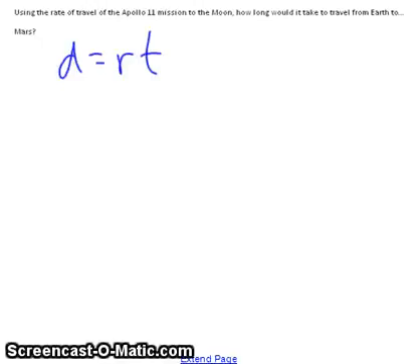All right, we've got a couple more problems to do, and in this one we're looking to find how long it will take. So we're looking to find the time it takes. Now distance equals rate times time, so time equals distance divided by rate. So again, I'm looking for the time to travel from Earth to Mars.